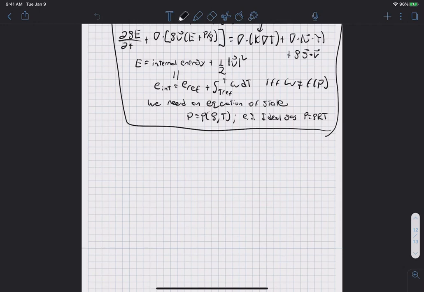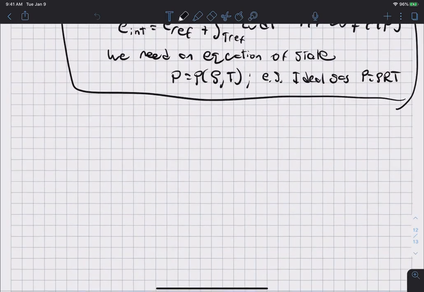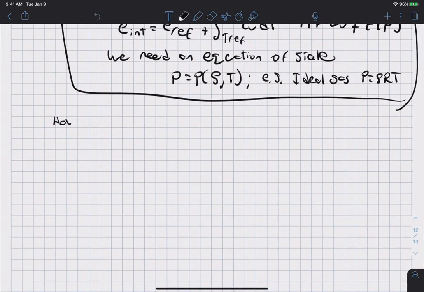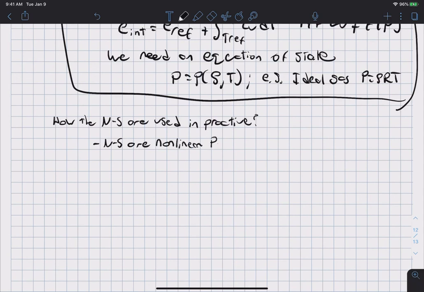Okay, so with this lecture, what we're going to discuss is how the Navier-Stokes equations are used in practice. Because in general, the Navier-Stokes equations are horribly nonlinear partial differential equations.